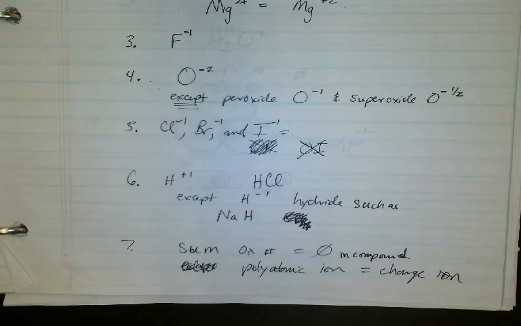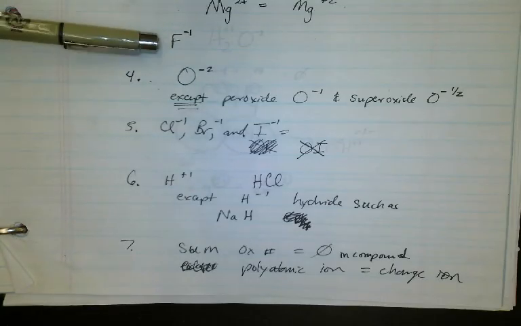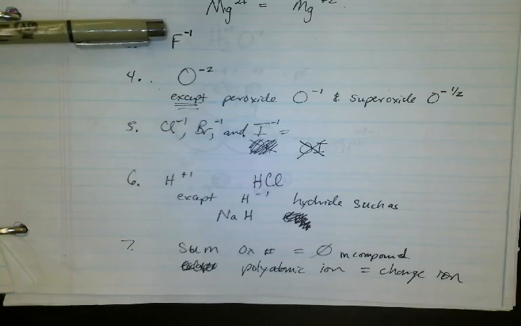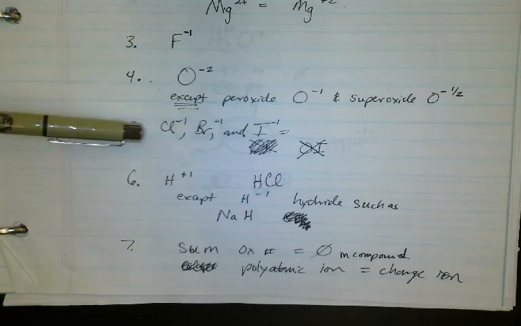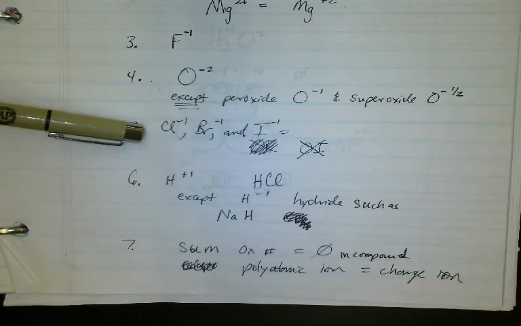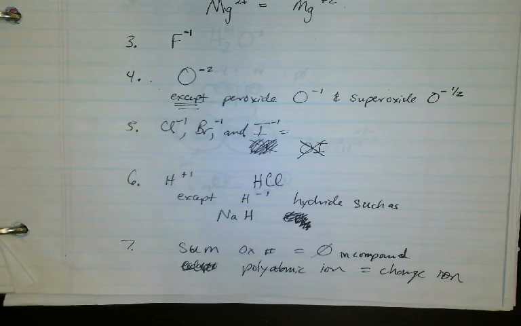So you notice this is going in trends. I'm looking at group 17. Group 17, we have a -1 here. Notice chlorine, bromine, and iodine are the same. So that's our next rule.